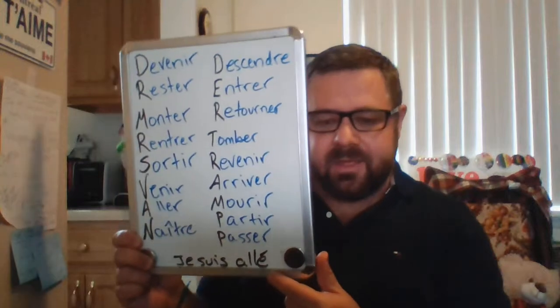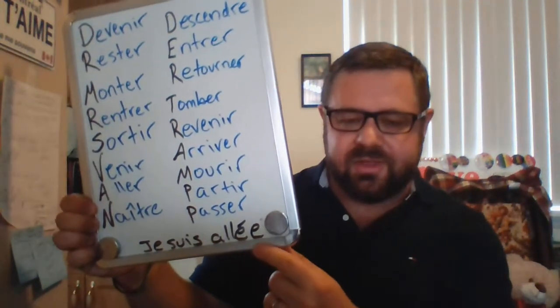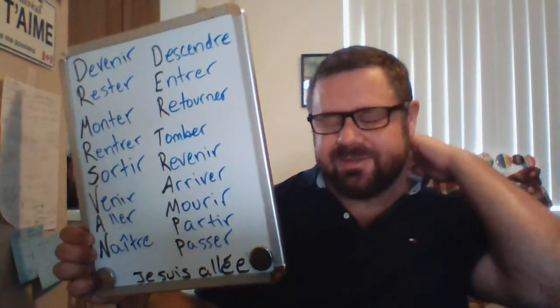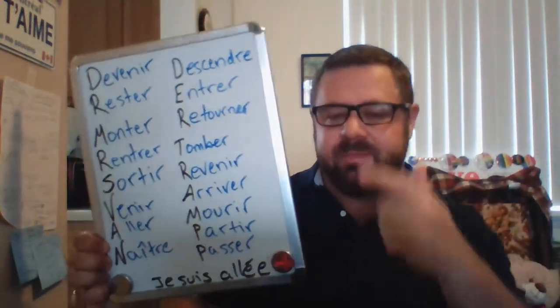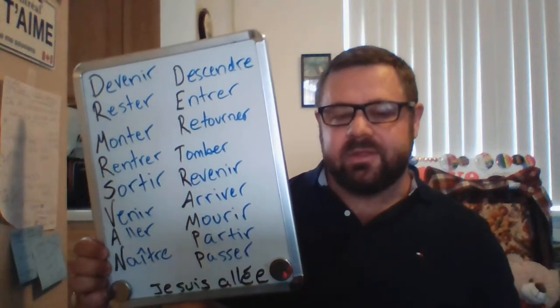D'accord? Je suis allé. Now, if it were a female speaking, she would say je suis allée, and she would make the past participle agree, feminine singular. In that case, it would be je suis allée, two e's. Notice that when your helping verb is être, when your auxiliary verb is être, the past participle must always agree in gender and number with the subject.